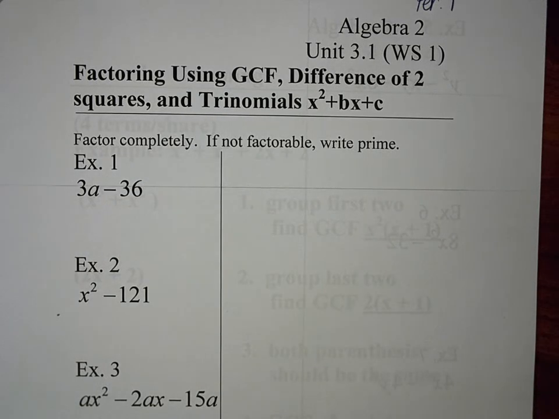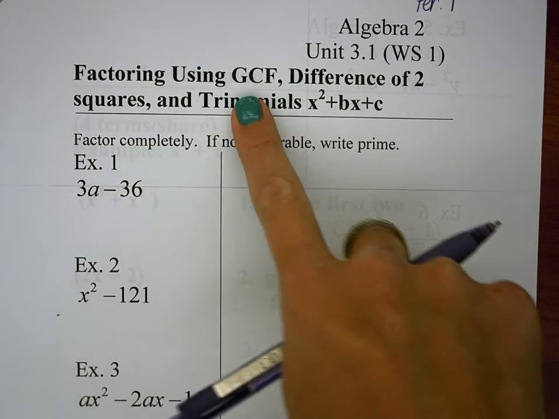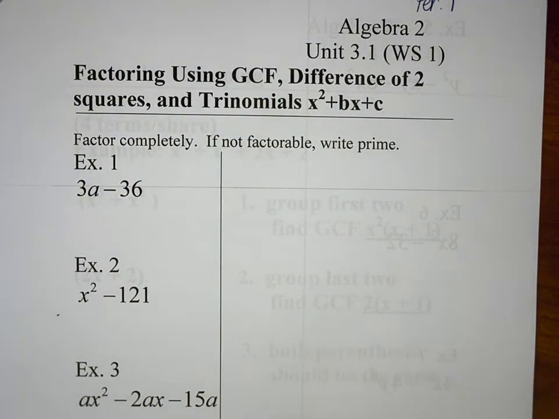Today, we're starting Unit 3. We are talking about factoring. We're going to talk about GCF, difference of two squares, and trinomials.